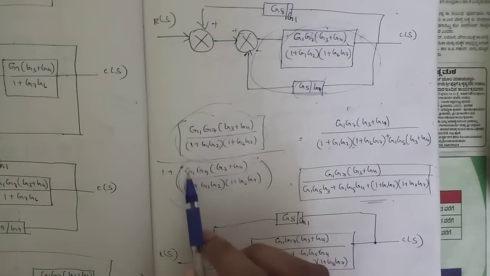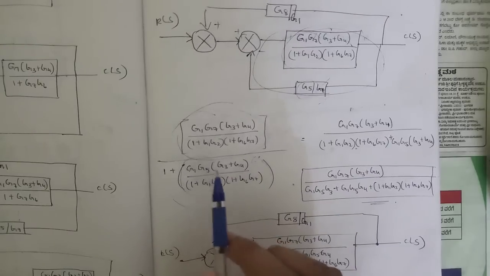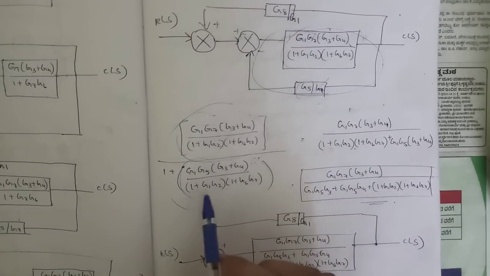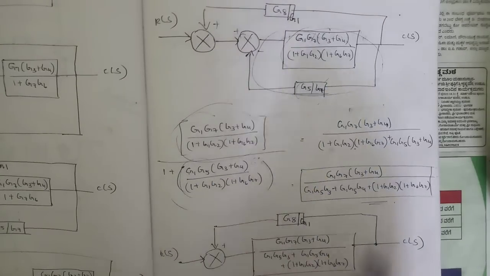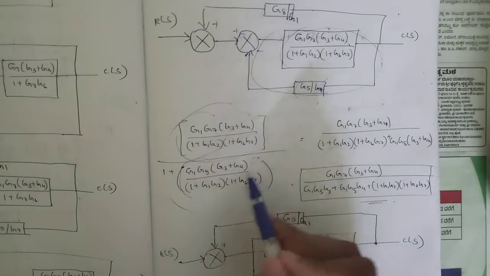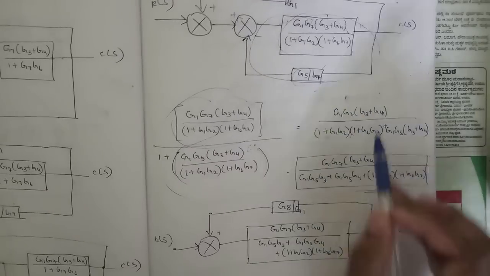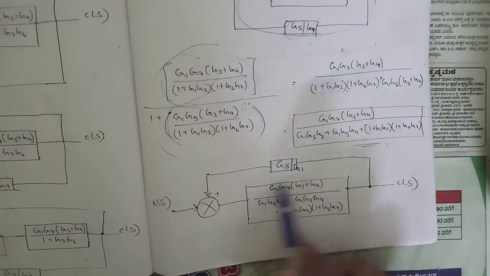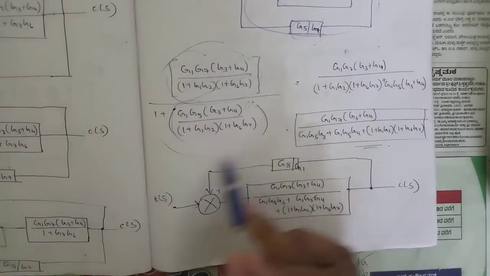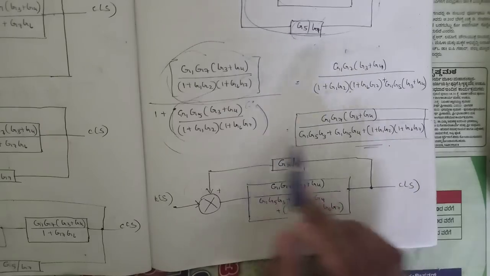So that's why I've written it as 1 plus G1 G5 into G3 plus G4 into 1 plus G1 G2, 1 plus G6 G7. Okay, after that I've simplified this and cancelled these two terms by taking the LCM. This is the term which I've got here. Okay, so now I'm replacing this whole minor loop by this block here, and one final minor loop we are getting here. Okay, this is one final minor loop.